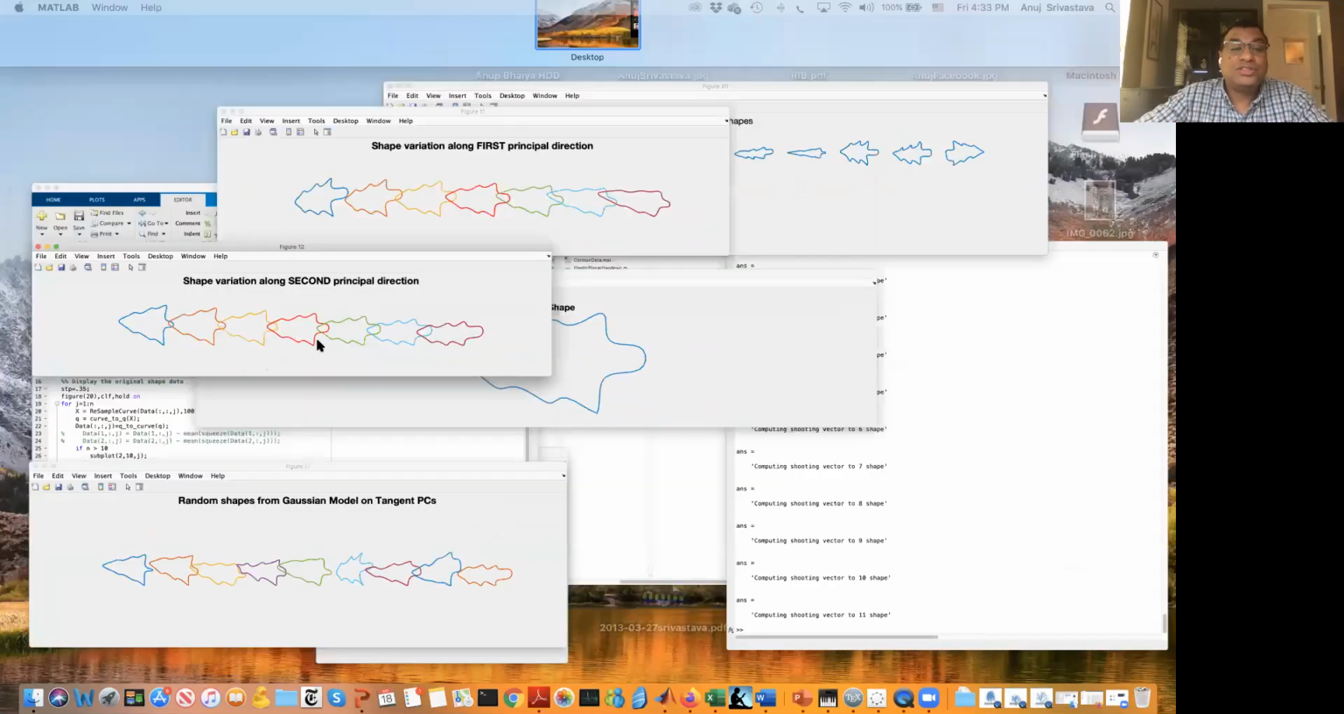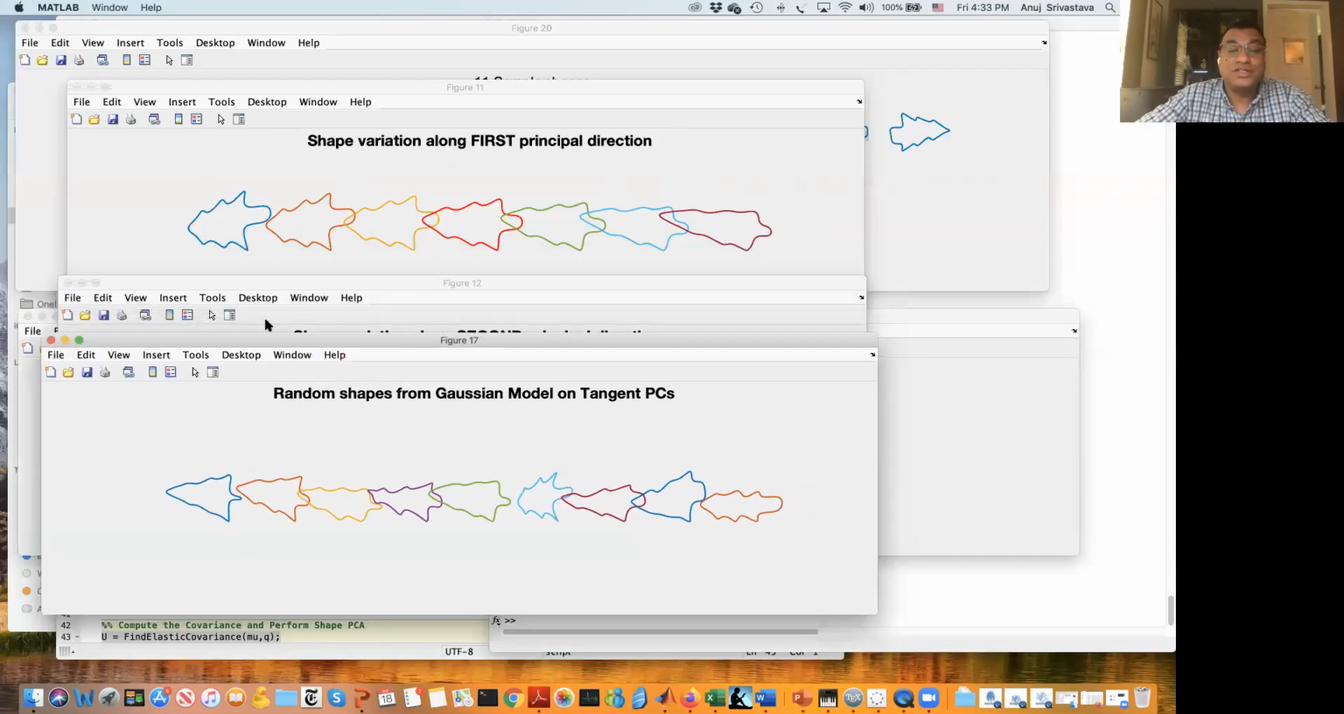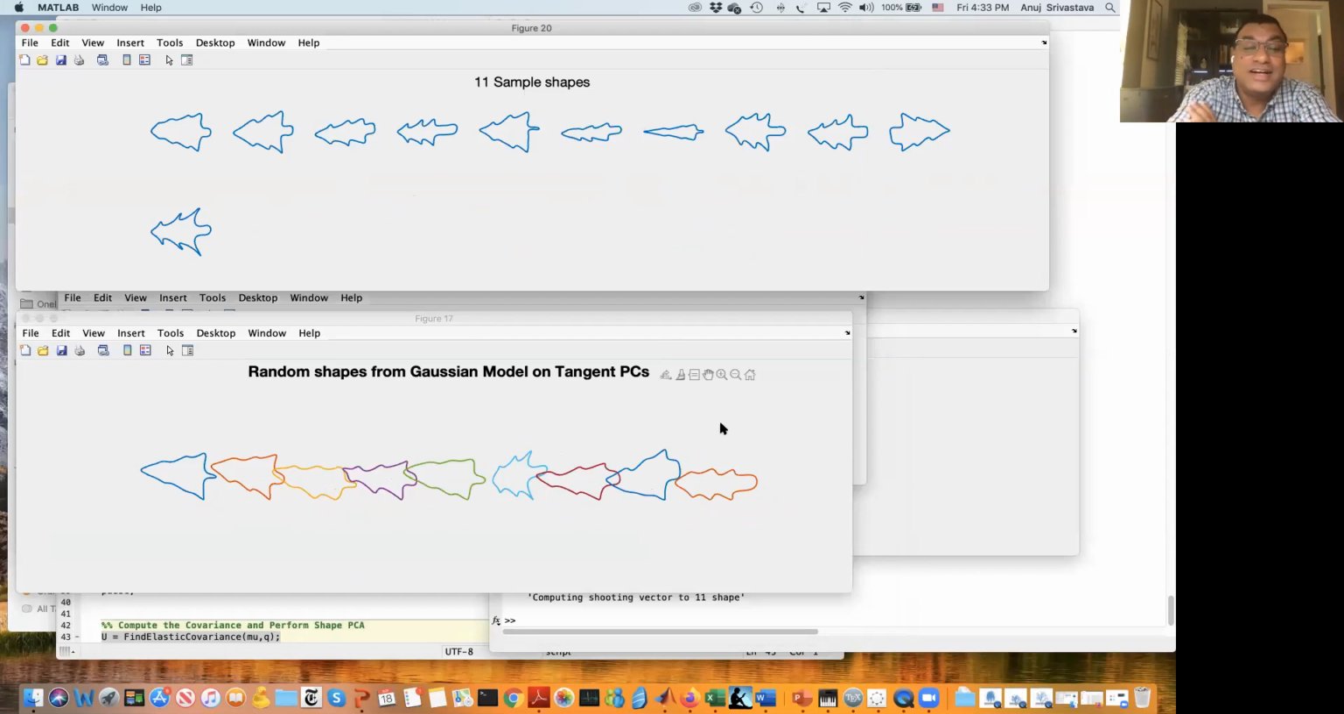And I'm showing you some random shapes generated from a Gaussian model on these principal coefficients. So one can compare: these were the original shapes and these are the random shapes that I'm generating. They are not perfectly spot on, but they are actually quite realistic shapes. They preserve the symmetry, they preserve the nature of these indentations. They're quite interesting shapes.